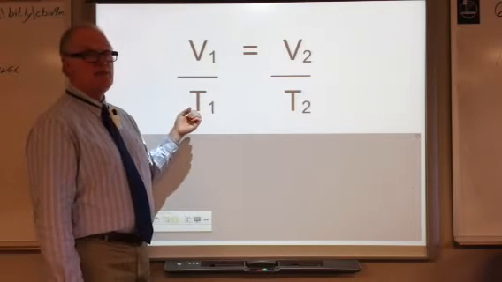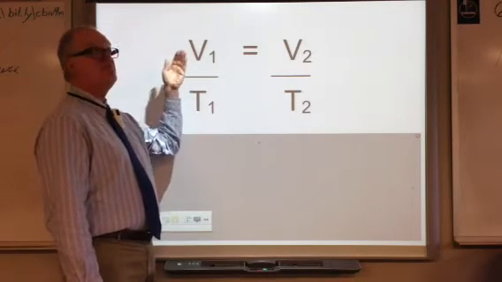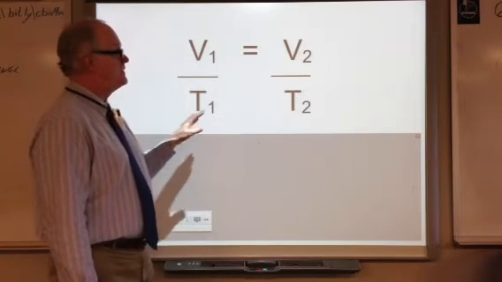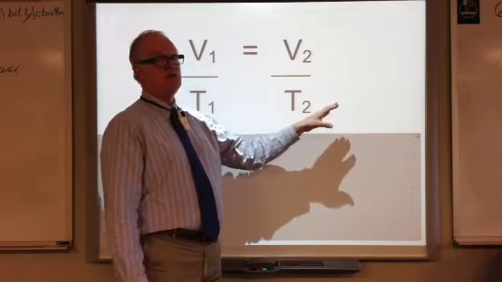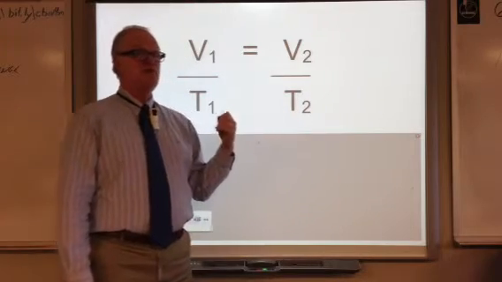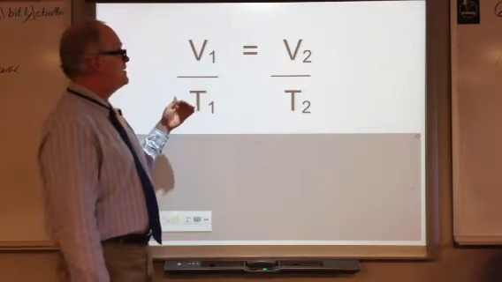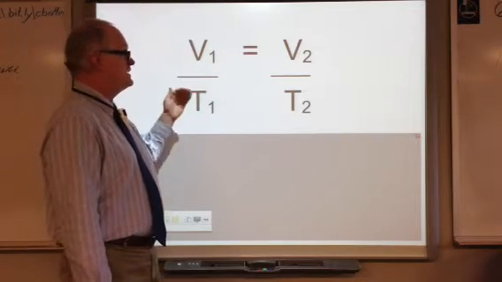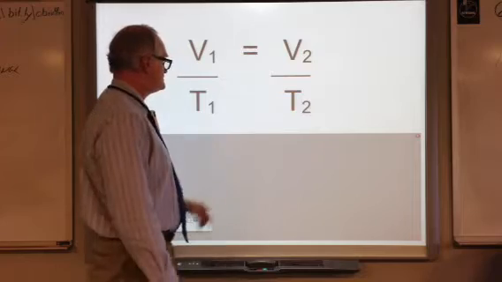Temperature 1 is the temperature that was measured at the same time volume 1 was measured. So that's the earlier temperature in the experiment. And temperature 2 is the later temperature in the experiment. The subscripts are very important. It's very important not to confuse volume 1 with volume 2, or temperature 1 with temperature 2.